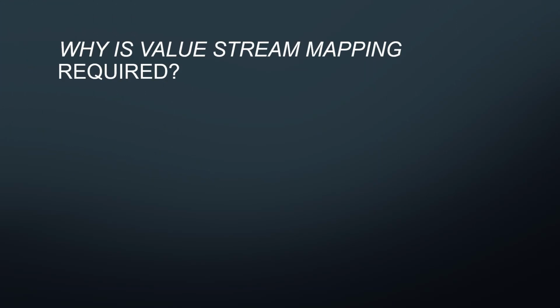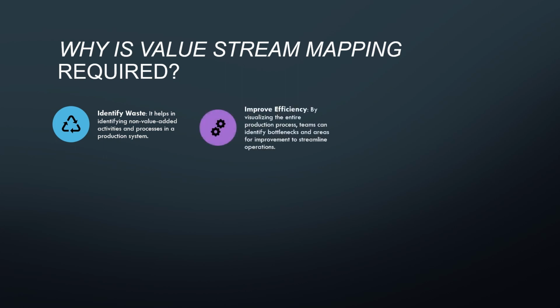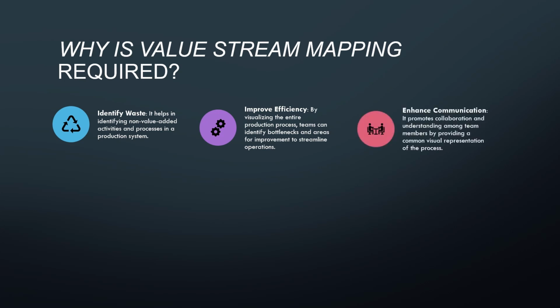VSM is used to: 1. Identify waste. It helps in identifying non-value-added activities and processes in a production system. 2. Improve efficiency. By visualizing the entire production process, teams can identify bottlenecks and areas for improvement to streamline operations. 3. Enhance communication. It promotes collaboration and understanding among team members by providing a common visual representation of the process.